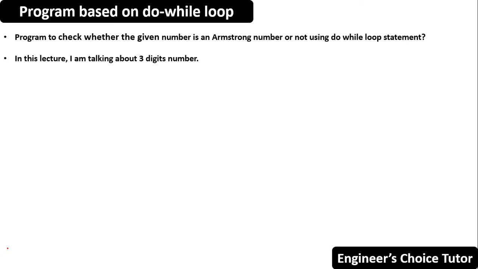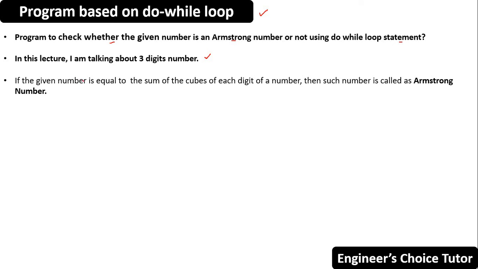Hi everyone. In today's lecture, we will discuss a program based on the do while loop. Here we will see the program to check whether the given number is an Armstrong number or not using the do while loop statement. In this lecture, I am talking about 3-digit numbers. So how can you define an Armstrong number? If the given number is equal to the sum of the cubes of each digit of the number, then such a number is called an Armstrong number.